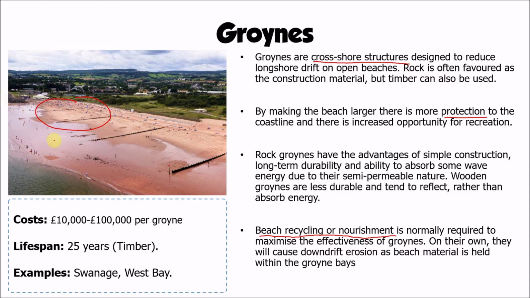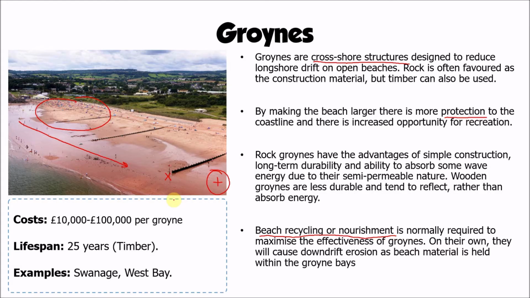So if we imagine, for argument's sake, that longshore drift is moving in this direction, imagining this was the last groin. Past this point, erosion rates are going to increase, and that's known as the terminal groin effect. So groins only work up to the point of the last groin. After that, they can actually starve beaches further down the coast of an important input of material.